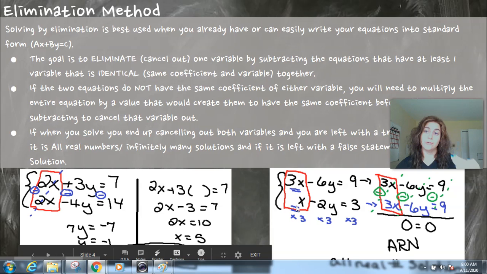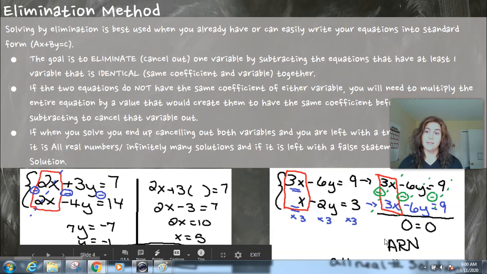Now I'll have identical values, but what I do to one, I have to do to all. So that's why you'll see this bottom row is changed. And now my x's will cancel when I subtract. In doing so, my y's also canceled and my constants canceled. I was left with 0 equals 0. That's a true statement. 0 will always equal 0. It is all real numbers.